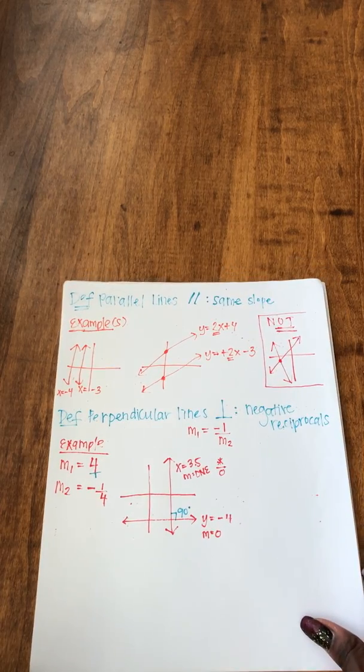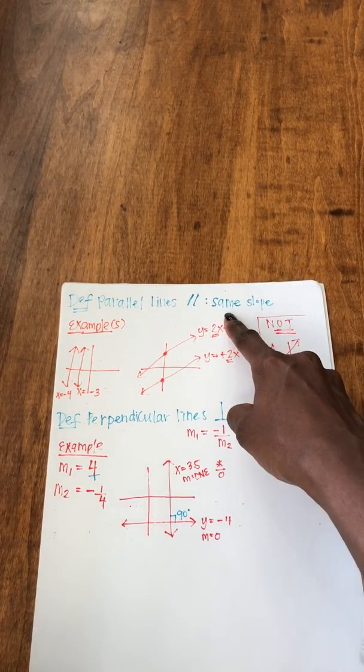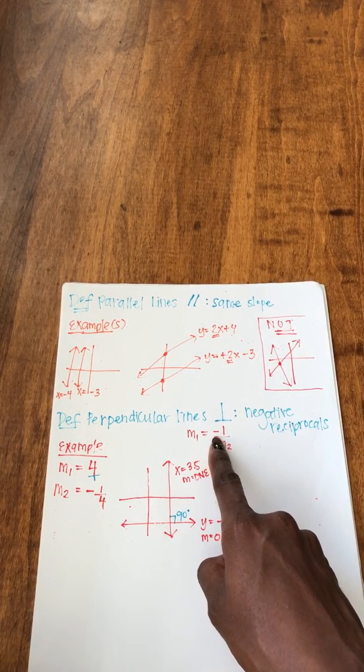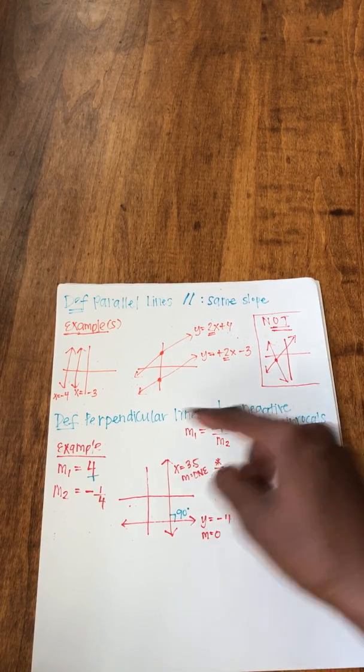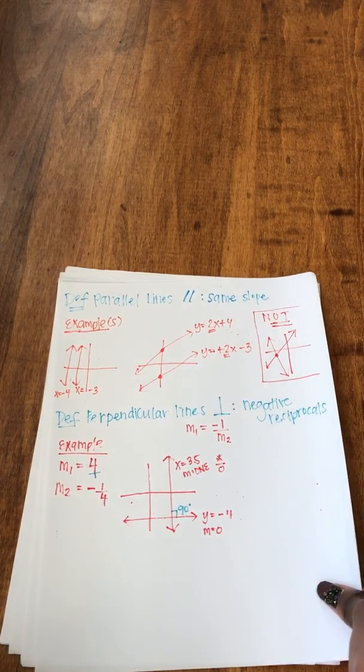Cool. So those are the two things we need to know. For parallel lines, we need to have the same slope. And for perpendicular lines, it's going to be the opposite sign, or negative reciprocal. So if it's not a fraction, turn it into a fraction and then flip it, okay? So let's go ahead and look at some examples of that.